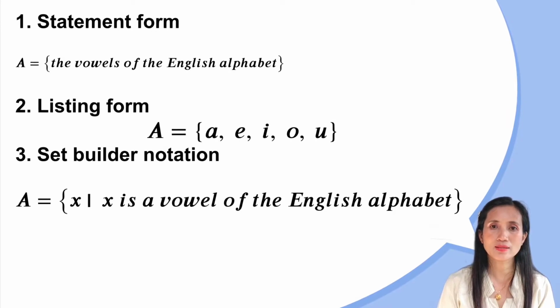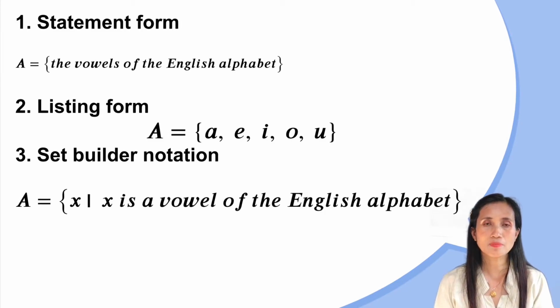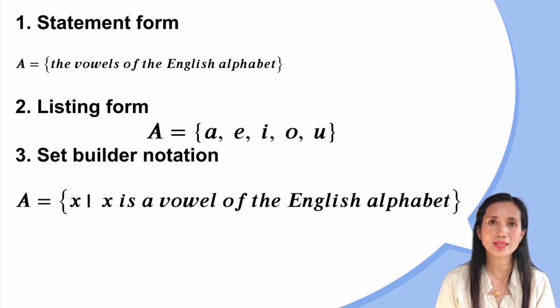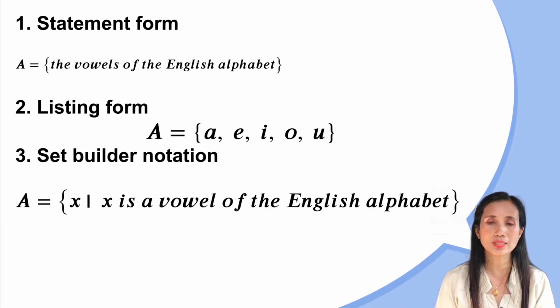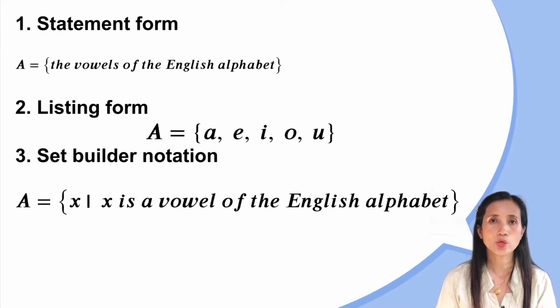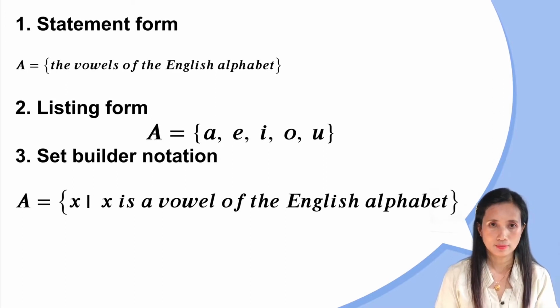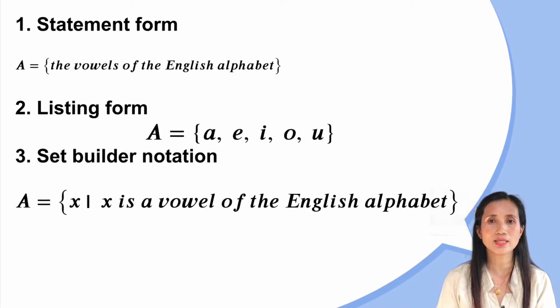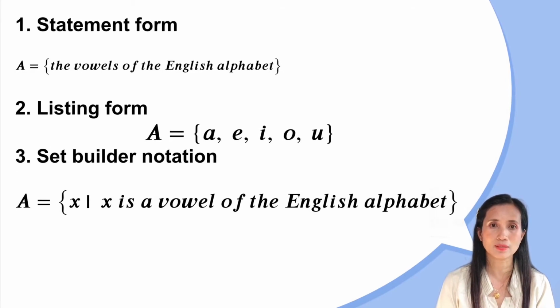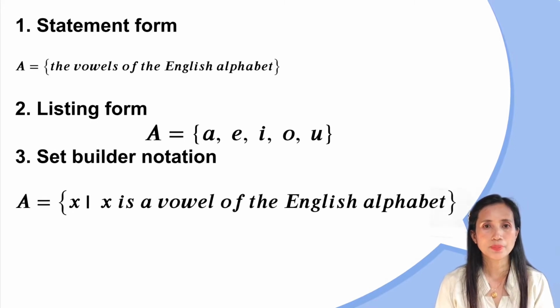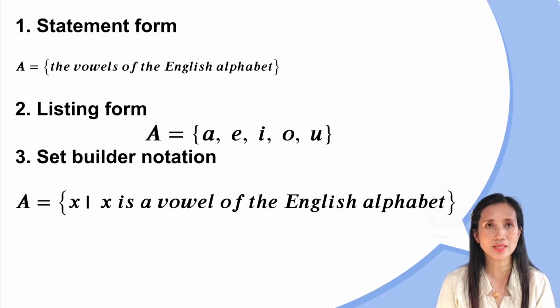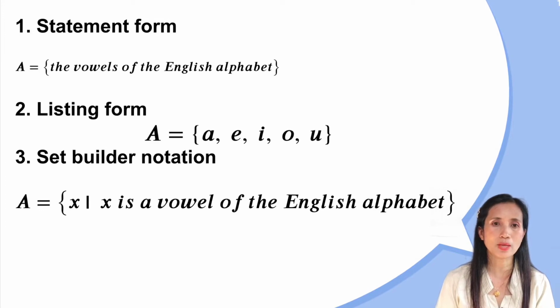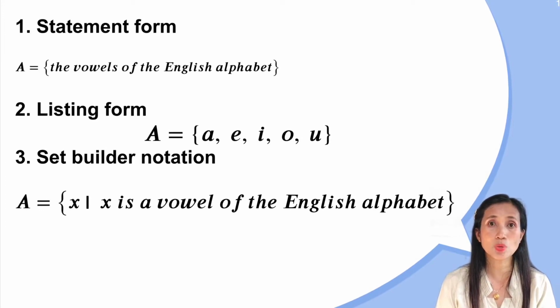Let us differentiate the three methods by observing how they are written. In the statement or descriptive form, a well-defined description of the elements of the set is given and enclosed in curly brackets. In the roster or listing method, elements of the set are listed within the pair of braces and are separated by commas. In the set builder notation, a rule or the formula or the statement is written within the pair of braces so that the set is well defined.